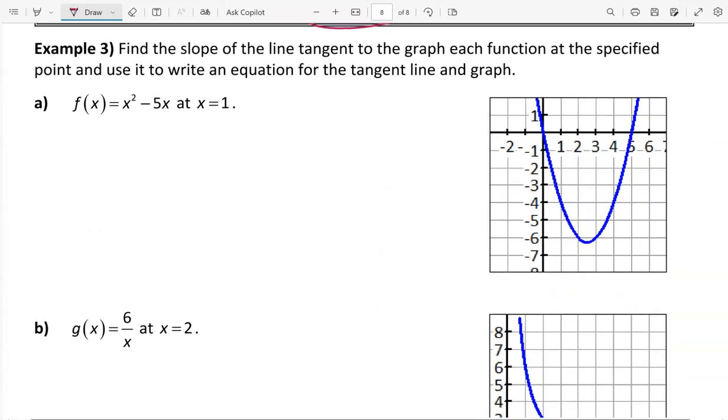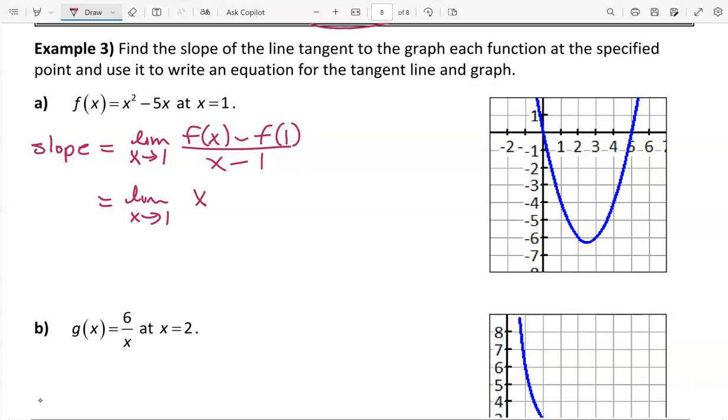So in example 3, we're going to use the slope of the line. We're going to find the slope of the line tangent to the graph of each function at the specified point, and then use it to write an equation for the tangent line, and then we're going to graph it. So if we want to find the slope at x equals 1, then that slope will be equal to the limit as x approaches 1 of f of x minus f of 1 divided by x minus 1.